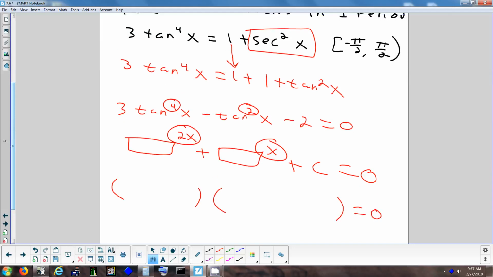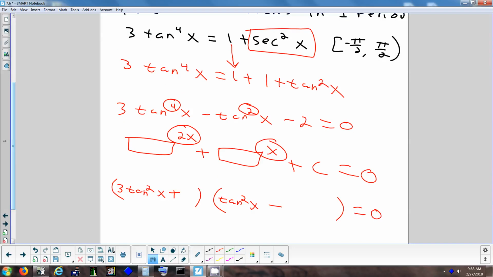Yeah? 3 tangent squared and tangent squared. Yep. If this was just an x, you'd put like 3x squared and x squared. We're going to put 3 tangent squared and tangent squared. Now, my constant is a negative, which means I'm going to need a positive and a negative. I'm going to try it that way.